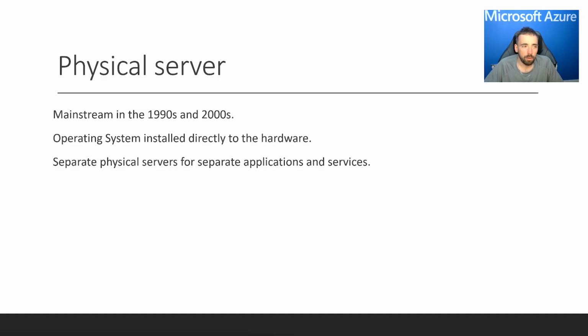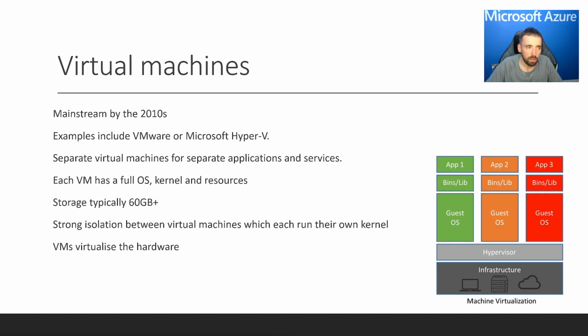So this was pretty typical in the 1990s and 2000s, and for obvious reasons, this was very inefficient and expensive. The time to get an application deployed and ready for use by users was typically a long time waiting for us to procure that hardware, set it up and install the application. This then led us on to virtual machines, and this is a generational leap in the way that we could run our applications and machines, which became mainstream by the 2010s.